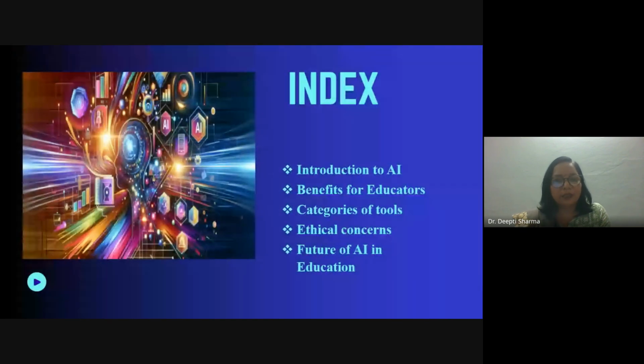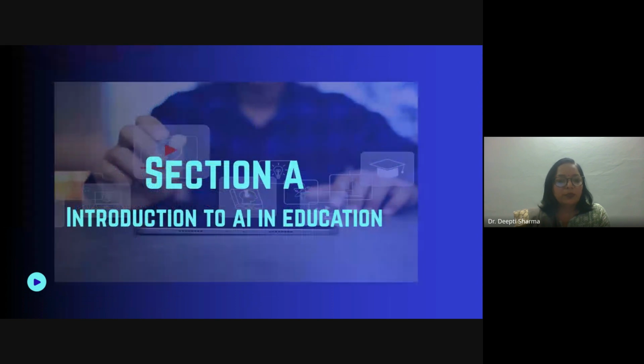So let's start with the index. First thing is introduction to AI, which is the essential one, then benefits for educators, categories of tools, ethical concerns, and future of AI in education. So let's talk about section A, which is introduction to AI in education.